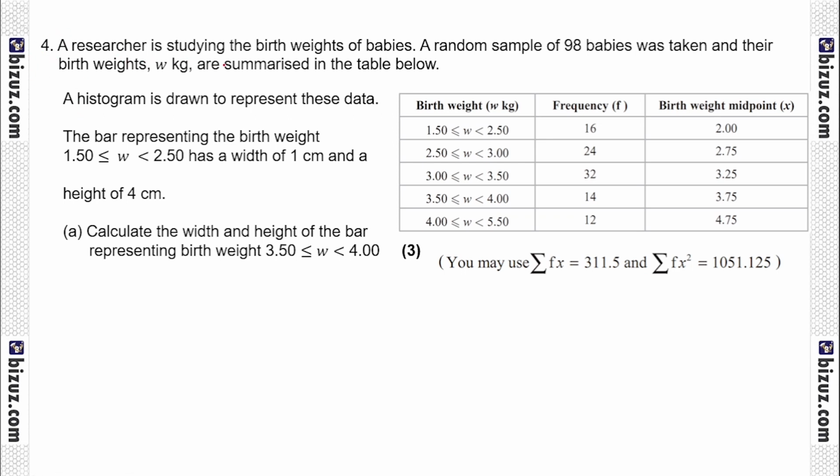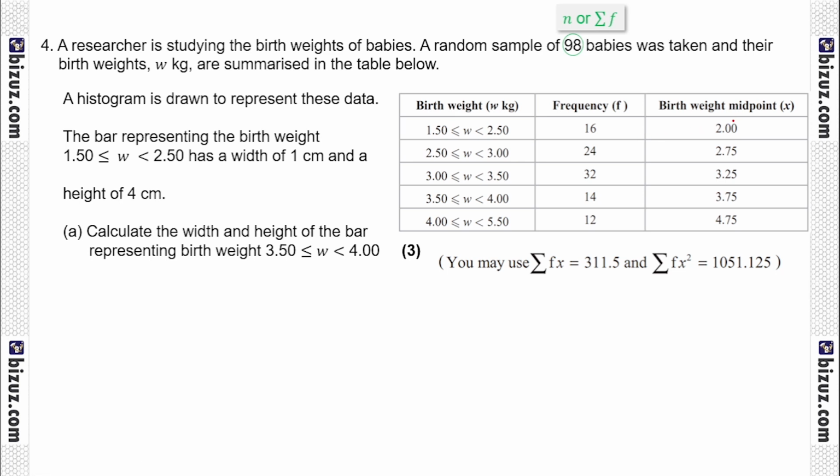A researcher is studying the birth weights of babies. A random sample of 98 babies, so that's our total frequency, N, or the sum of f, was taken, and their birth weights, W kilograms, are summarized in the table below. So we have a table with the birth weights. Basically, according to the intervals or classes, we have the frequency. So suppose, say, the first row right here means that 16 babies had a weight between 1.50 and 2.50 kilograms.